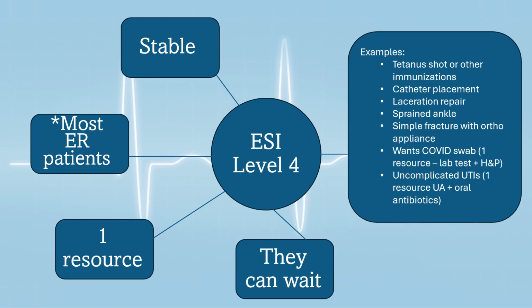ESI level 4, again, this is going to be most of our ER patients. They're going to be stable, they're going to use one resource, and really they can wait. If you had a full ER, these patients can wait. Examples of a level 4 would be a tetanus or other immunization. It's listed that a tetanus is not considered a resource, but most of the time a patient's not coming to the ER for a tetanus shot.